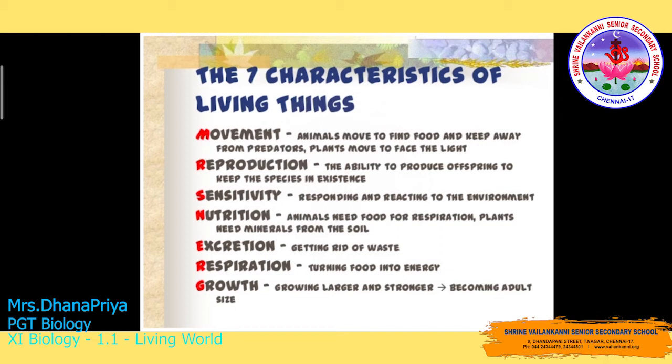And growth, growing larger and stronger, becoming adult size. So the growth stage is followed right from the cell which forms the zygote, which gives rise to the embryo, which gives rise to the baby, which gives rise to a child. That is the period of childhood days, adolescence and adult, and the later period will be your old age. So this is how the growth and development take place. So these are the 7 characteristic features of living things.